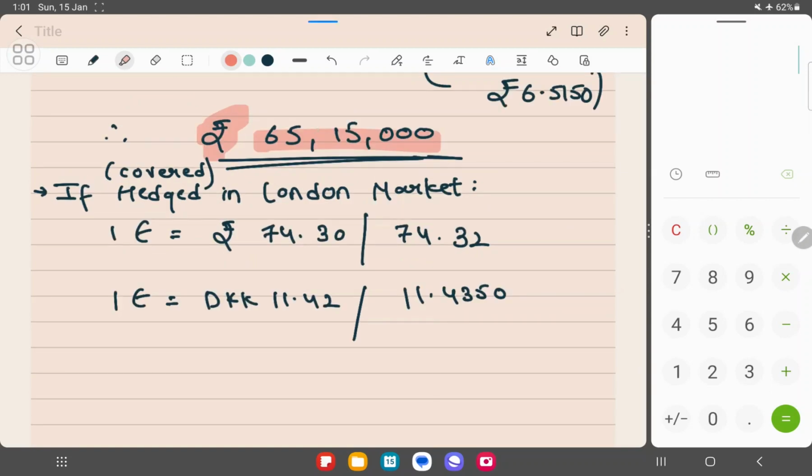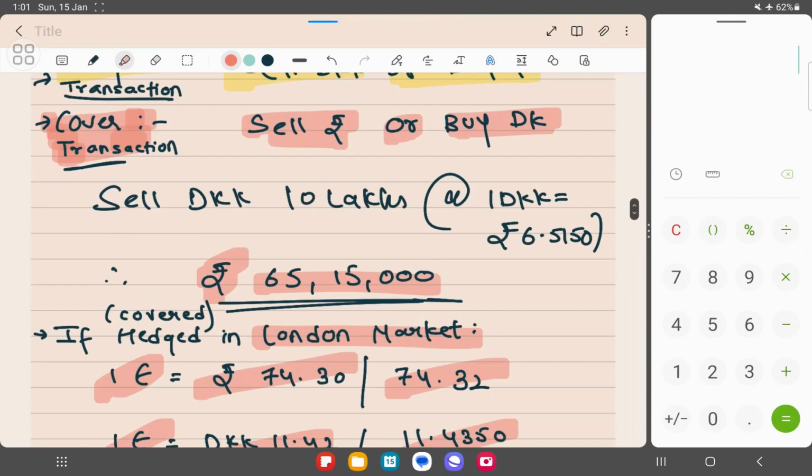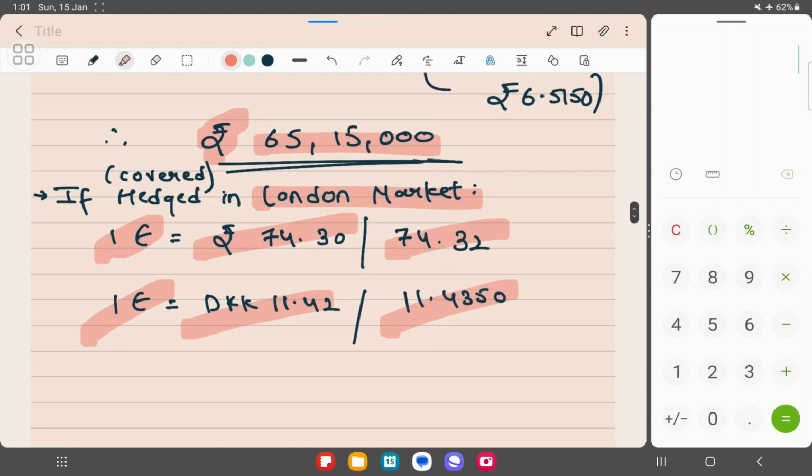In the London market, if you see, 1 pound is equal to rupee 74.3 and 74.32, and 1 pound is equal to DKK 11.42 or 11.4350. The ask and the bids are given. Now how do you select from these rates? You start from rupee, what is in your pocket, and you are selling rupee. Now in these two quotes, where do you find rupee? This one, right here.